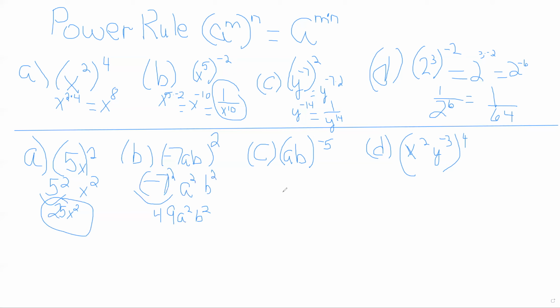Likewise, ab raised to negative 5. And what do we notice? It will become a negative 5. So first and foremost, it is negative, so I need to make it into a positive state. So a will go in the denominator to be a to the 5th power. B will go in the denominator to be b to the 5th power. So there we show 1 over a to the 5th b to the 5th. Final answer there.